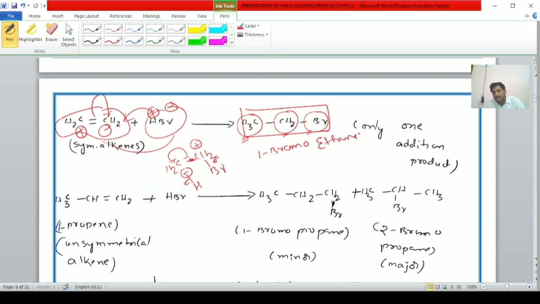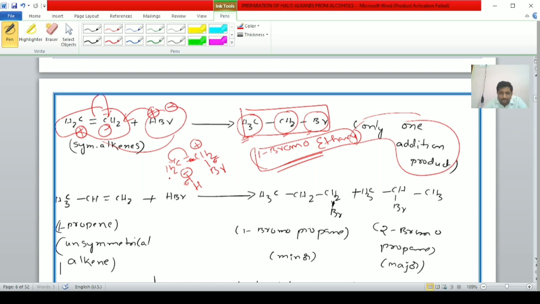1-bromoethane or simply bromoethane. Ethene reacts with hydrogen bromide, it can form bromoethane, more accurately called 1-bromoethane. Here only one possibility is present student.